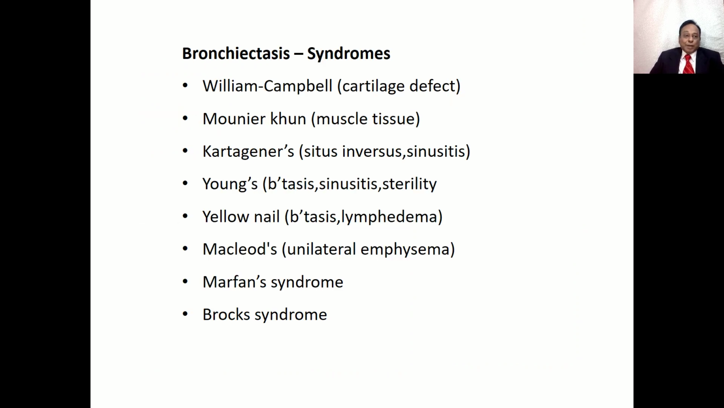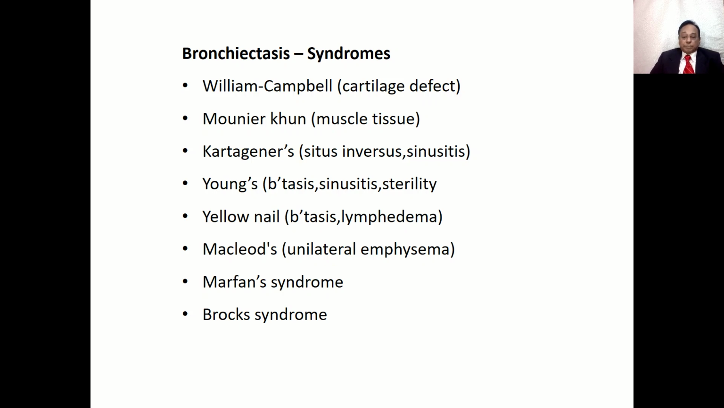I have put this in for students in exams. The examiners, whether for the MD exam or the DM exam, will ask about syndromes. Because these are the syndromes historically discussed: Williams-Campbell, Mounier-Kuhn, Kartagener, Young syndrome, and Yellow nail syndrome, which means bronchiectasis with lymphedema. I think recently we published one article.